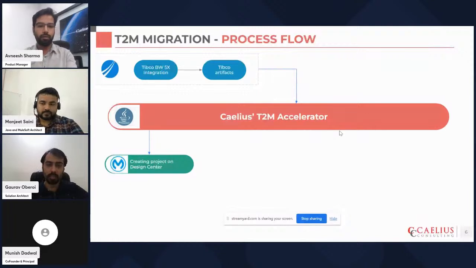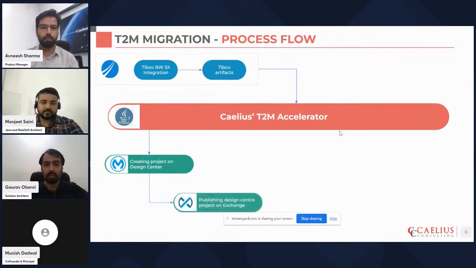Once the Design Center project is created successfully, it will move to the next step where we publish the asset on the Exchange. So we do have different sorts of integrations, REST and SOAP. For both of them, the asset will be created on the Exchange. So once the Exchange asset is created, then our development work starts.